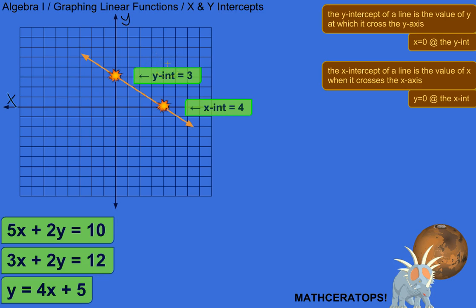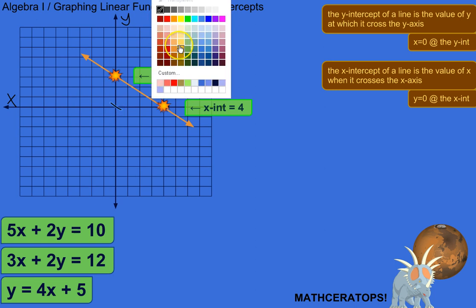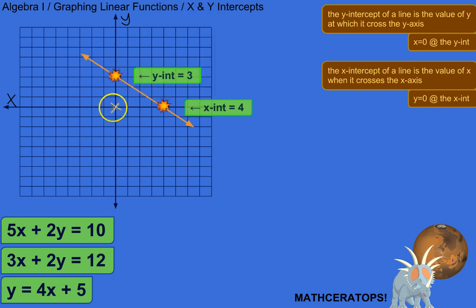So it's kind of a cool thing, right? But in order to do that, we need to notice two things. For the y-intercept, what's the value of x when the line crosses the y-axis? Well, the value of x right here when y is 3 is 0. Similarly, what is the value of y at the x-intercept? When the line crosses through the x-axis, what is the value of y? Well, the value of y is 0. So to find the y-intercept of a line, we set x equal to 0, and to find the x-intercept of a line, we set y to 0.